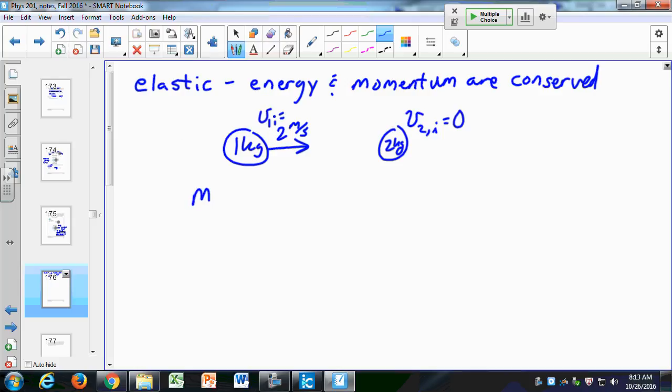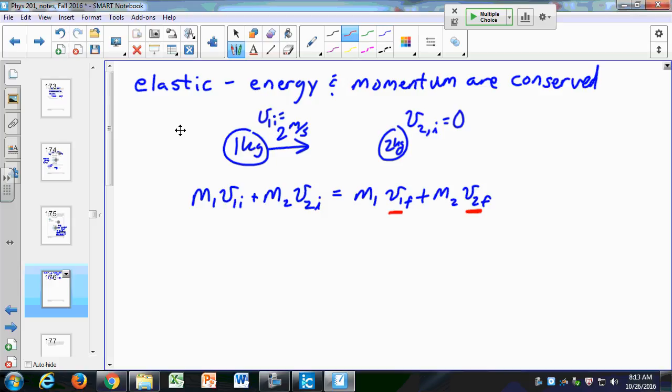I say m1 v1i plus m2 v2i, though I know that's 0 because its speed is 0, equals m1 v1f plus m2 v2f. We just underline my unknowns. I don't know that, and I don't know that. So I can't solve that equation.